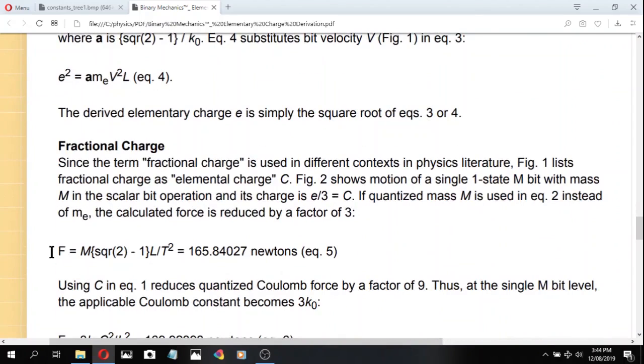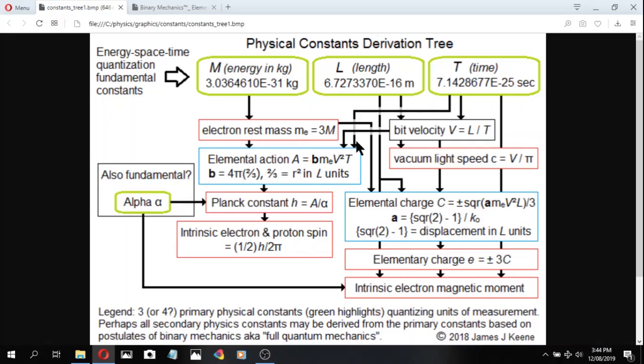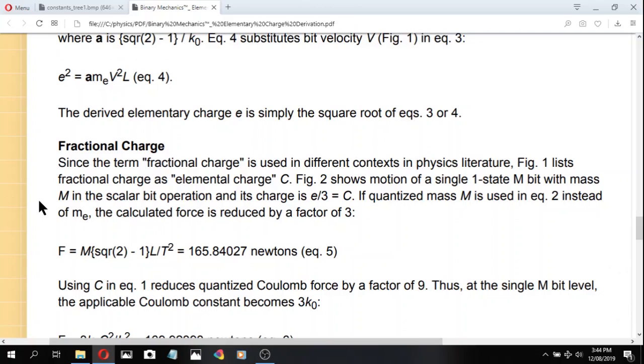Since the term fractional charge is used in different contexts in physics literature, figure 1 lists the fractional charge as elemental charge. Figure 2 shows motion of a single one-state m bit with mass m in the scalar bit operation, and its charge is e divided by 3, which equals our elemental charge, or fractional charge.